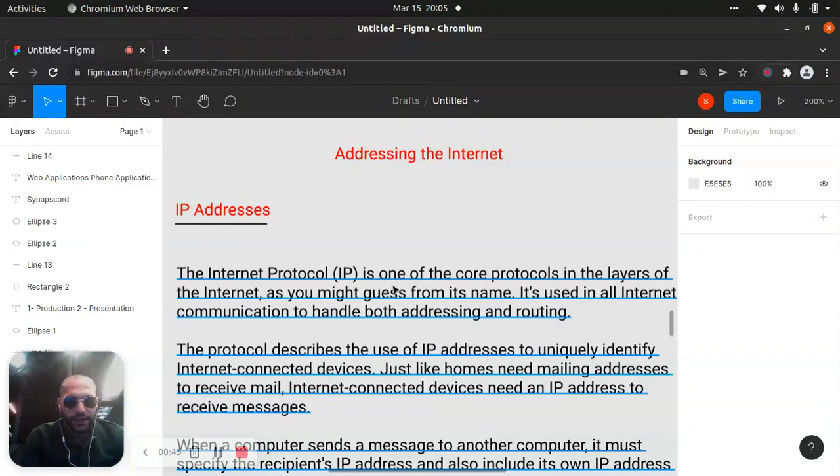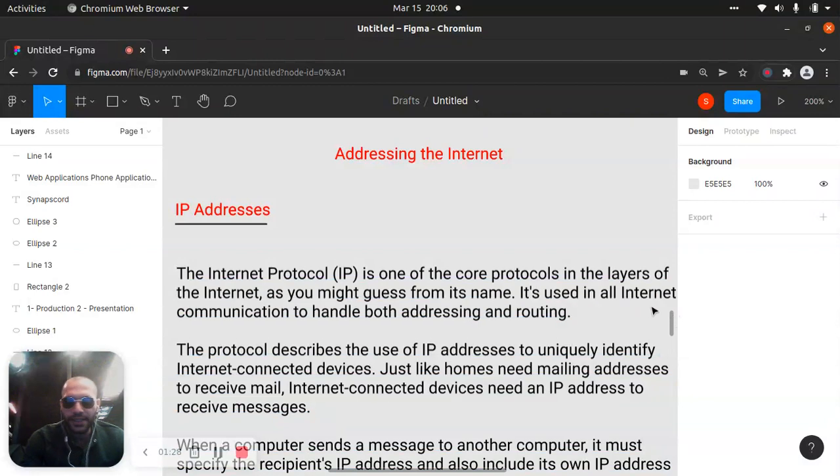The Internet Protocol, IP, is one of the core protocols in the layers of the Internet. As you might guess from its name, it's used in all Internet communication to handle both addressing and routing, which is important. Everyone has a unique IP address, and sometimes Google can generate a new IP address for you to make the internet faster, because sometimes your unique address can be a little slow. For that, Google has some algorithm. They can generate very fast new IP addresses to reach the internet, to reach Google.